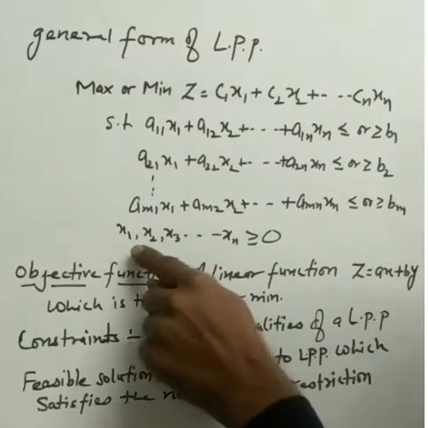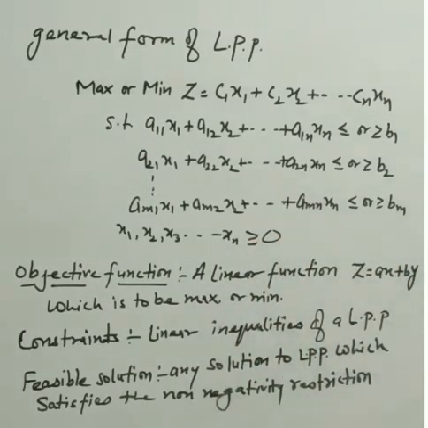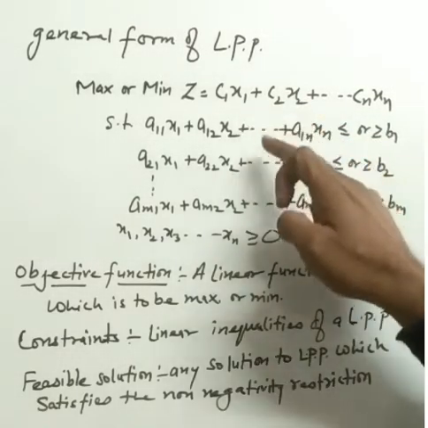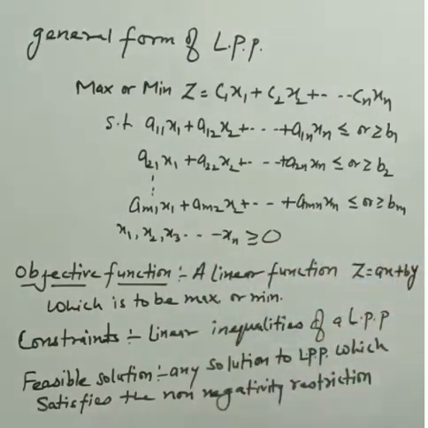Then third, we have the non-negativity restriction. The non-negativity restriction says that the variables can't be negative. So this is the general form of a linear programming problem: first the objective function, then the set of constraints, and then the non-negativity restrictions.